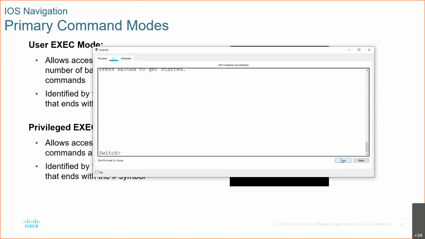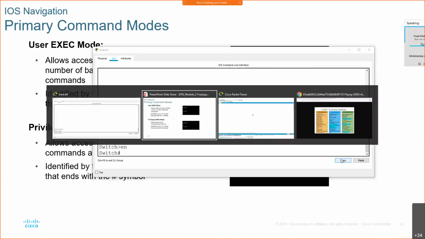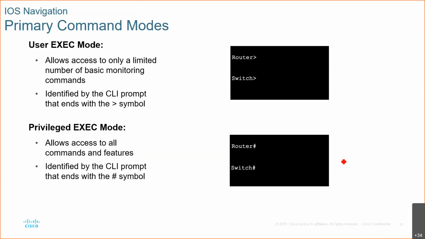If I want to go back to privilege mode, I type enable, or I can just type a short form, EN. There. So this is what you can do in order to gain access to the privilege mode on your switch. The moment you see this, you know that you're in the user mode. The moment you see a hash, you know that you are in privilege mode.